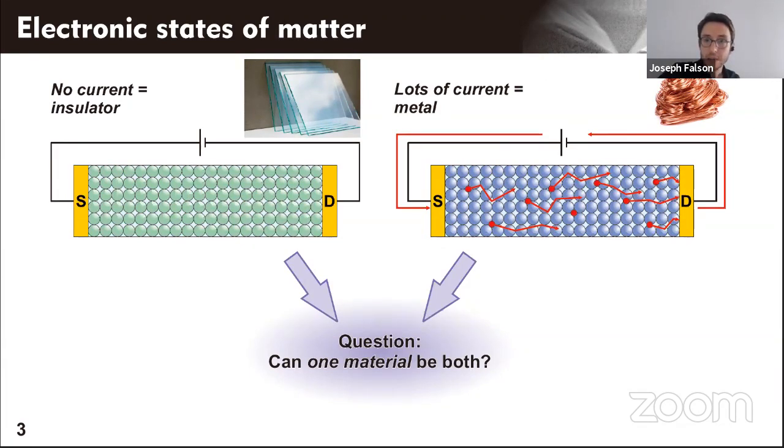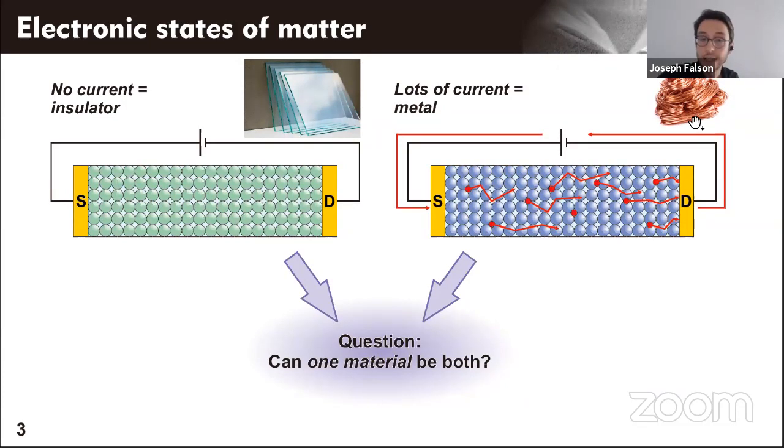Now, in the case of metals, this is the other end of the spectrum. We have lots of little red electrons in this crystalline material. We can apply a battery and a large amount of current is going to flow through this material. So this defines what a metal is. And copper is a famous example. Most of the wires in our electronics are made of copper, and that's because it's very low resistance. The electrons can flow very freely through copper, and they don't generate a lot of heat in the process of scattering.